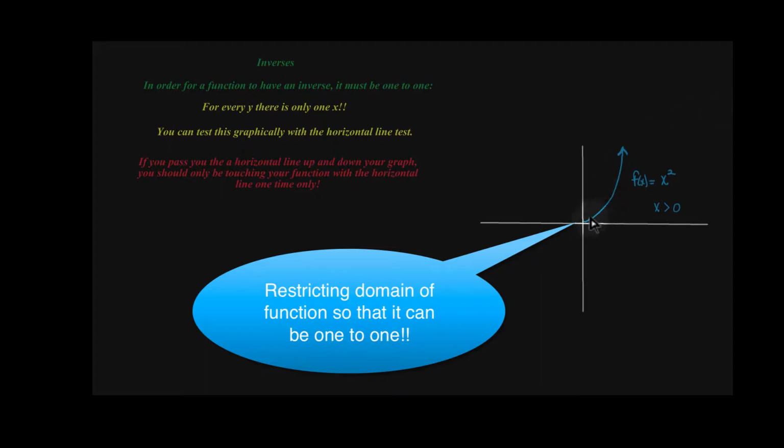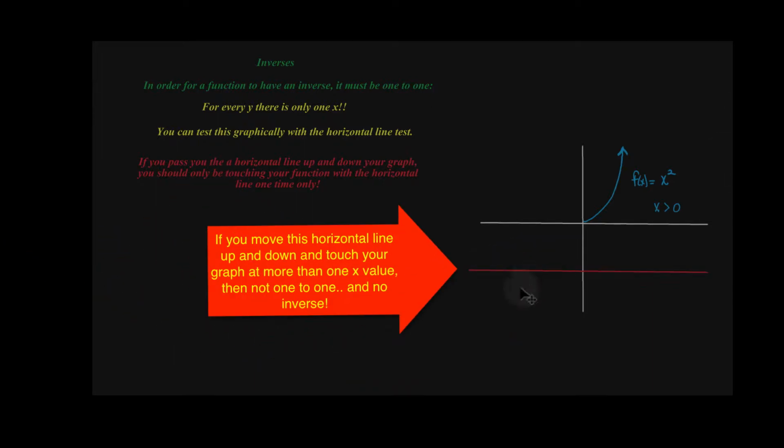Here's the function. Notice that I had to look at a restricted domain. If I had the entire parabola of x squared, it would no longer be one-to-one. Right now, if we do the horizontal line test, here's my horizontal line. I can run it up and down. You see that I only touch my function at one point, and only one point, so it's one-to-one.